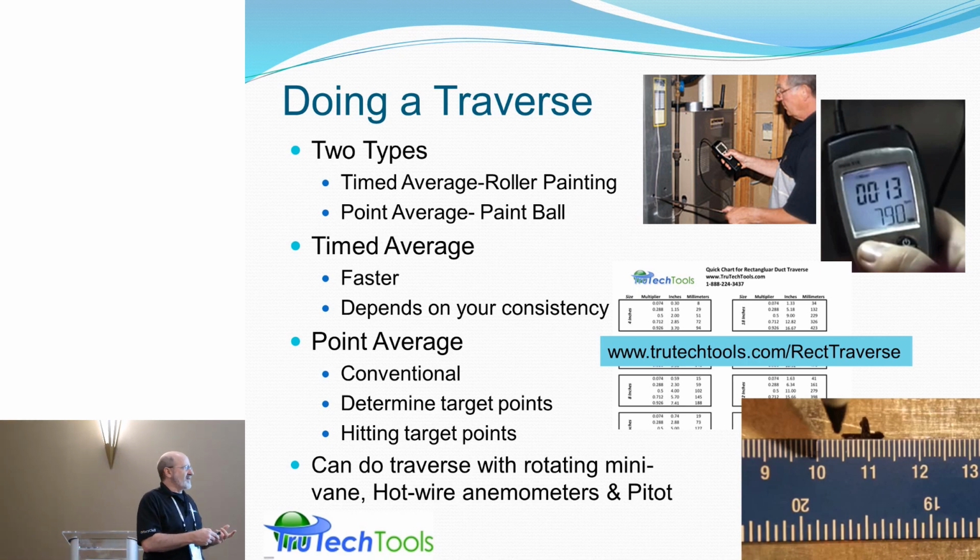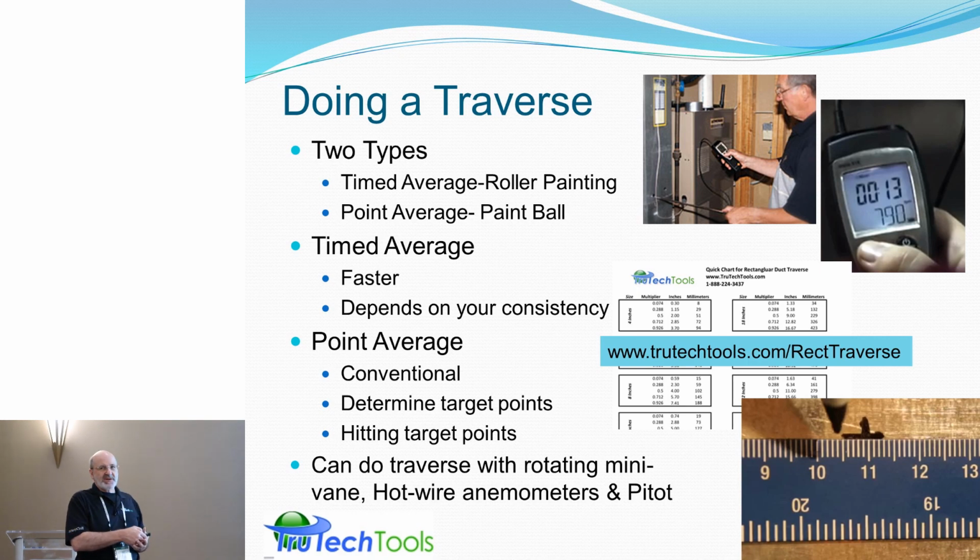Point average is considered more conventional. You'll find it in the testing, adjusting, and balancing world, the NEBB, the AABC, the TABB. But you do need to determine your target points, where you're going to take them. And there are some industry standards there. We actually took the log-Chebyshev method, which is usually put in as a percentage of the dimension of the duct, which is hard to use in the field because now you have to pull out a calculator and make sure you do it correctly every time.